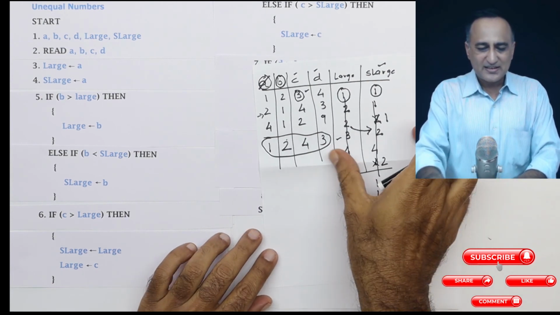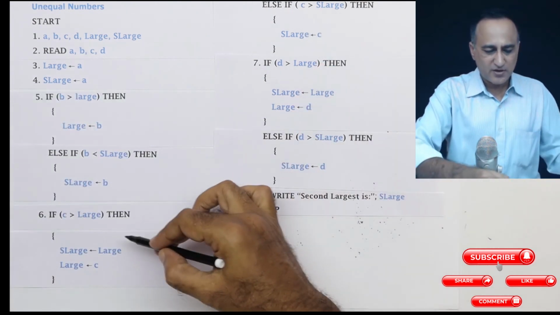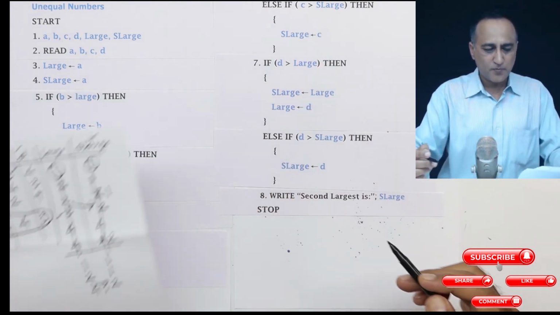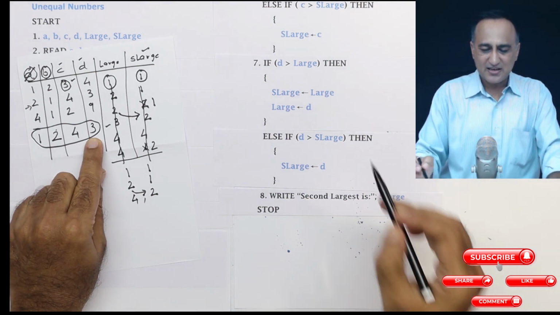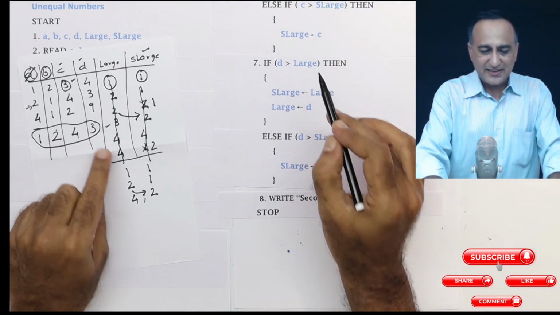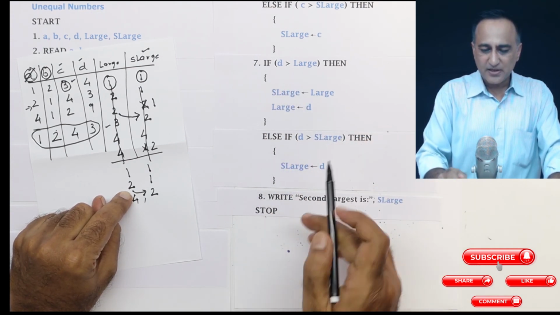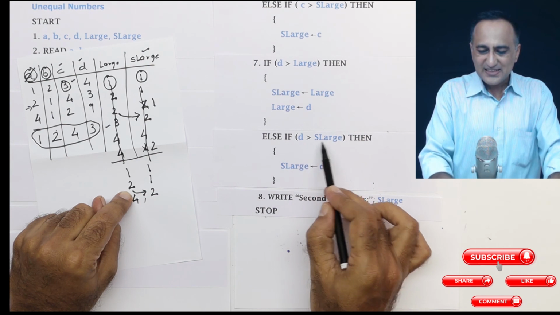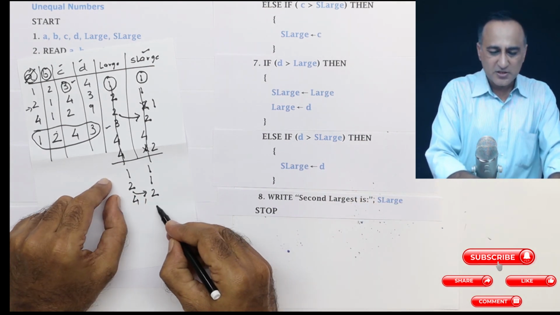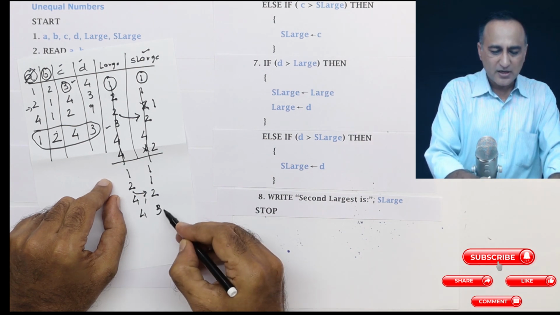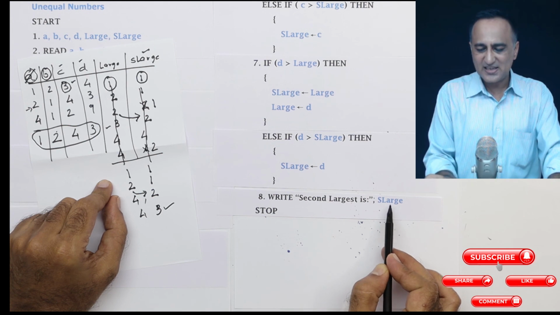Now let's take the next step. The else if will not go because the if condition is already true. Now I am looking at D. The value of D is 3. Is 3 greater than 4? No, this condition does not get executed. It will come here. Is D greater than 2? Yes. So only the second large value will change from 2 to 3. So this way it will print the message: second largest is S large.